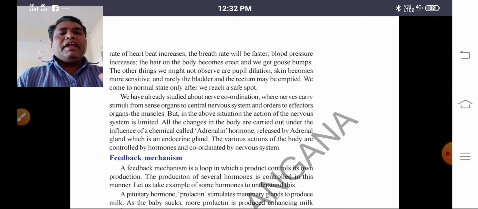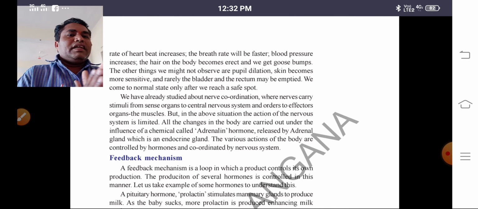Next here, the rate of heartbeat increases, the breath rate becomes faster, blood pressure increases, the hair on the body becomes erect and we get goosebumps. The other things we might not observe are pupil dilation, skin becomes more sensitive, and rarely the bladder and rectum may be emptied. So we come to normal state only after we reach a safe spot.